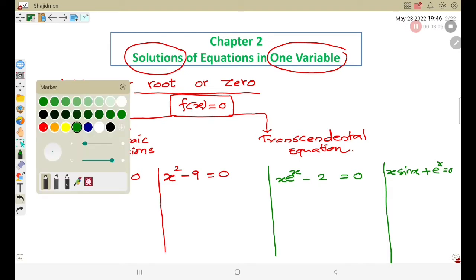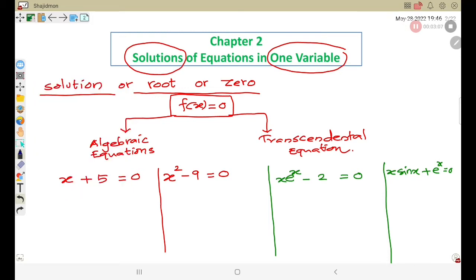Now, finding the solution of an algebraic equation is very easy. For example, x plus 5 equal to 0. How can we find the solution? Solution means just finding the x value. So x equal to plus 5 going to the next side becomes minus 5. We have one solution, x equal to minus 5.